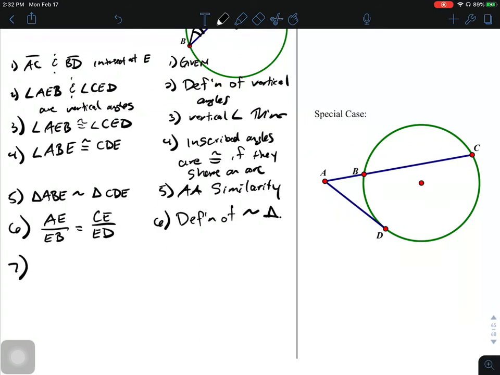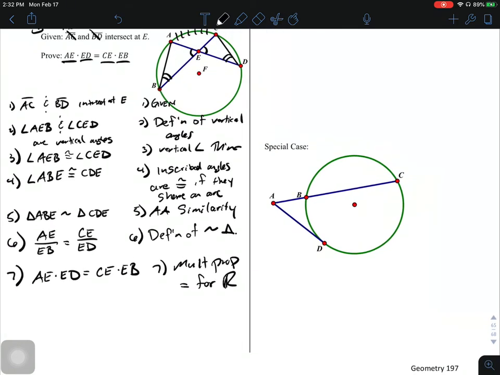Then, if I multiply both sides of the equation by both ED and EB, it gets rid of my fractions. That's the multiplication property of equality for real numbers. And that's what we were trying to prove. That's a tough proof, and I would hope that on a test or a quiz you would never be asked to do that, because that is rough.